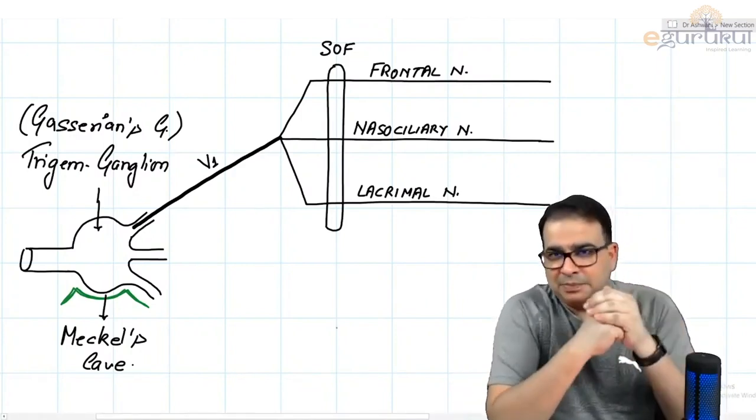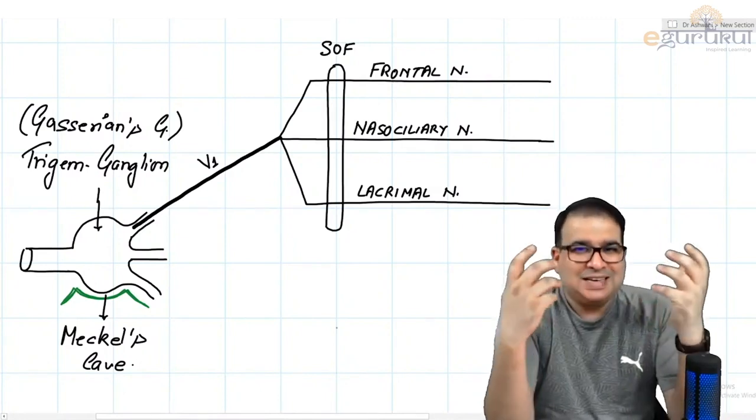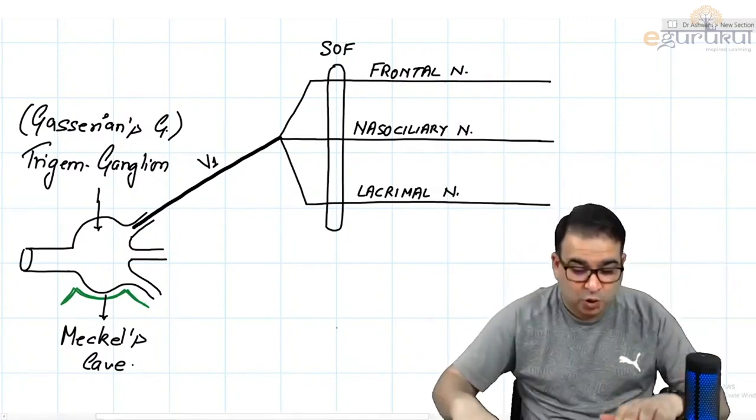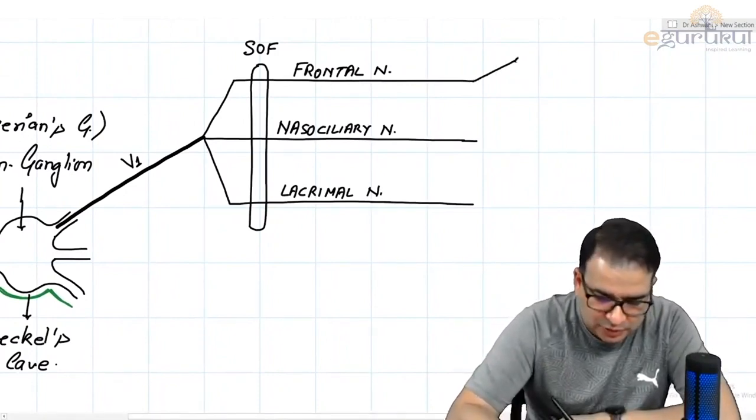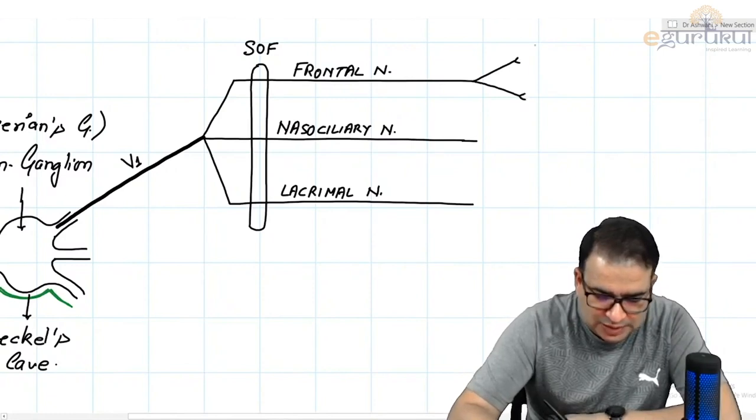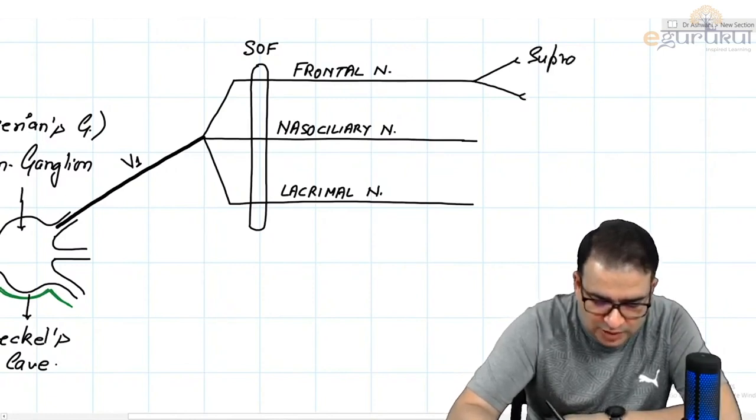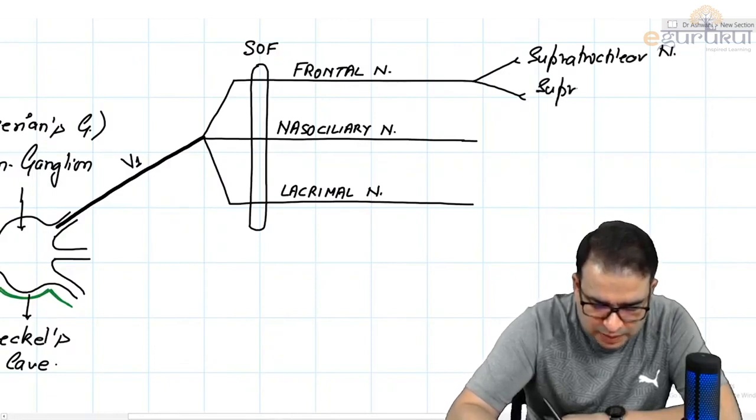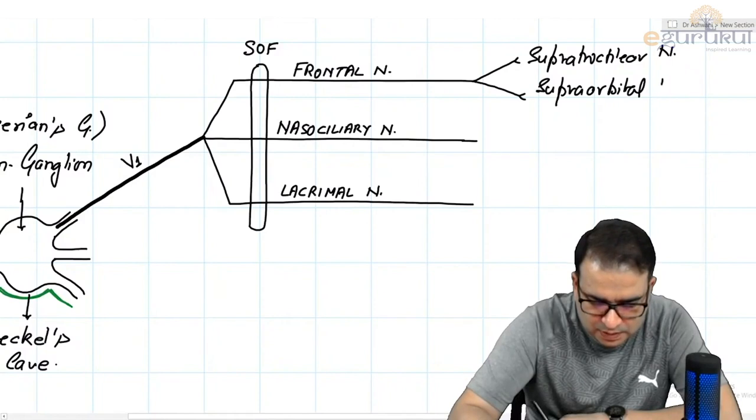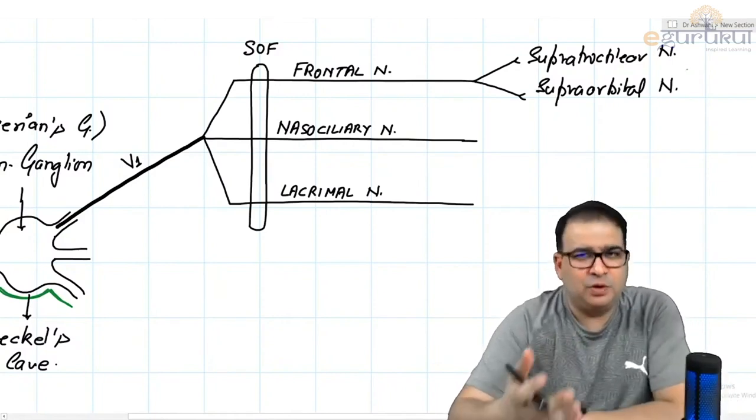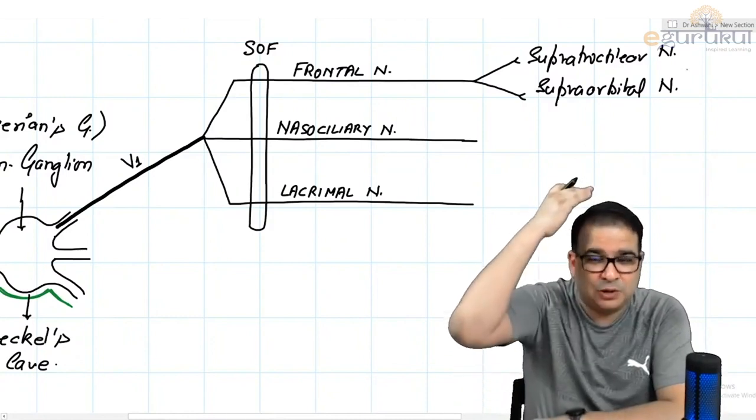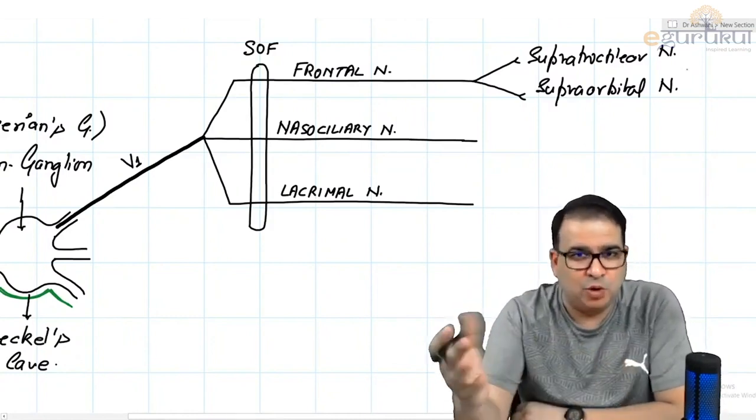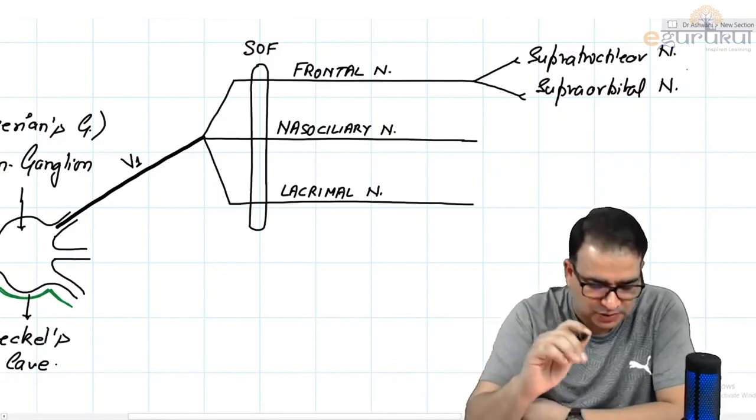I'll tell you why, what is the reason for using this sequence here. Frontal, nasociliary, lacrimal. But a frontal nerve, as the name suggests, it actually will go further and divide into 2 branches. Now these 2 branches will make more sense to you. That is called as the supratrochlear nerve. Naam suna hai? Supratrochlear nerve and supraorbital nerve. We already know what they are doing. They're coming from here and they're supplying the skin of the forehead and the skin of the scalp also. I'll tell you more about these nerves, but just look at this first.